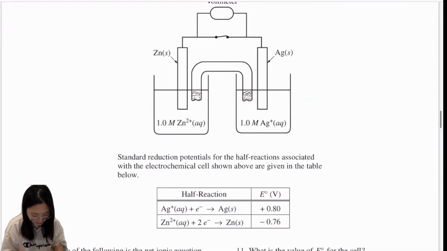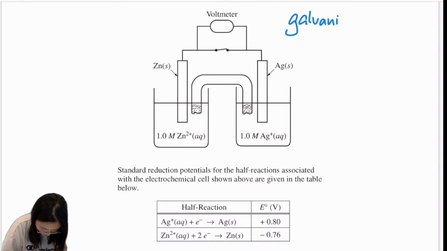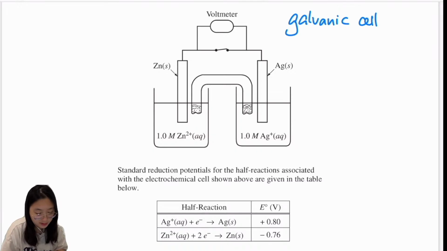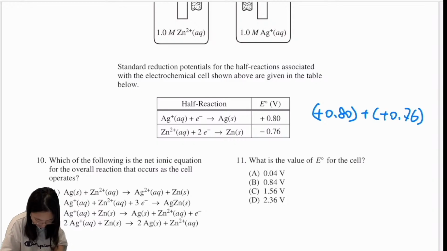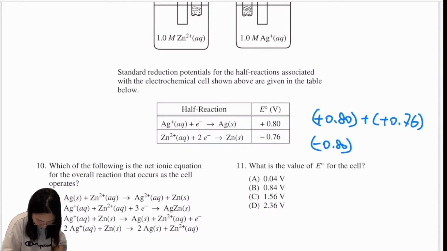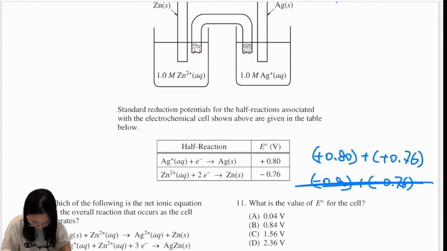Okay, so if I want the cell to operate, because this is a galvanic cell, which means it's spontaneous, so delta G is less than 0, and then the cell potential has to be greater than 0. Because both of them are half reactions, I will have to flip one of the cell potentials. So either it's going to be positive 0.8 plus positive 0.76, or negative 0.8 plus negative 0.76. To get a positive cell potential, obviously it's the first one, not the second one. So for the first one, which one do you have to flip? You will have to flip the second one.